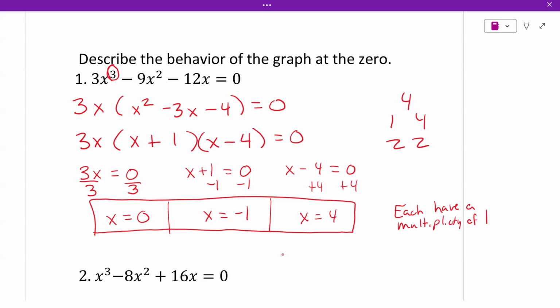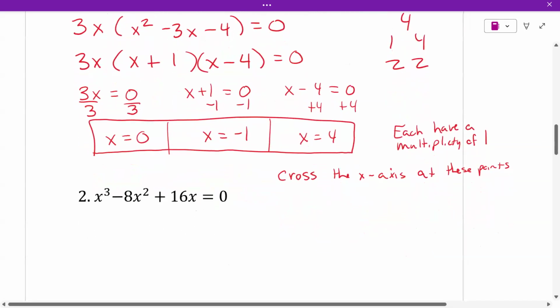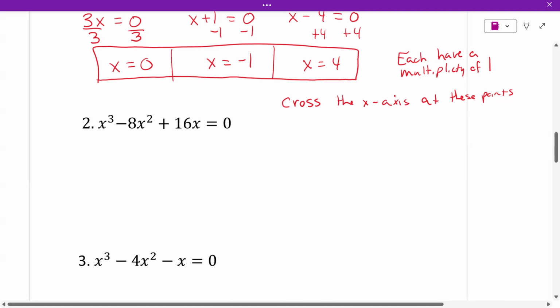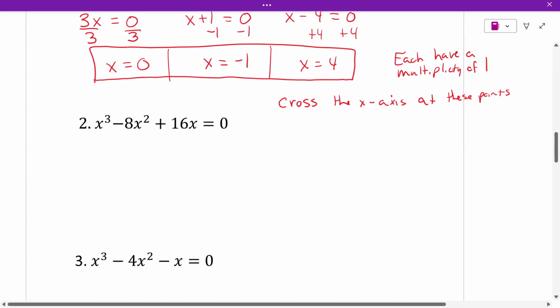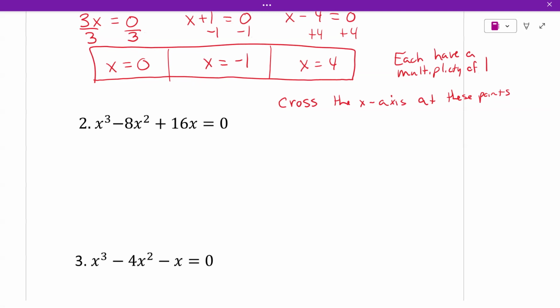They each have a multiplicity of 1. So the answers are, they will all cross the x-axis. The graph will cross the x-axis at these points. Okay? The next one's going to be a little different than that. What's the greatest common factor? X is, and we're left with x squared minus 8x plus 16.